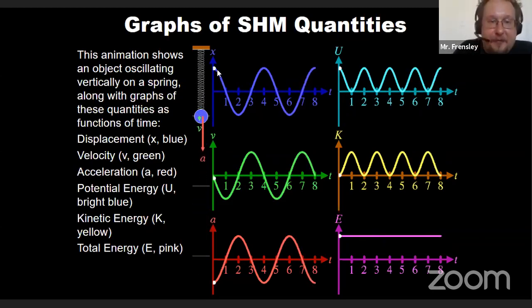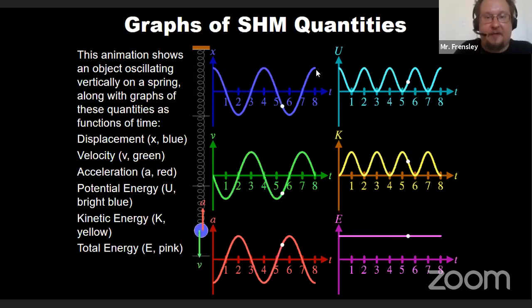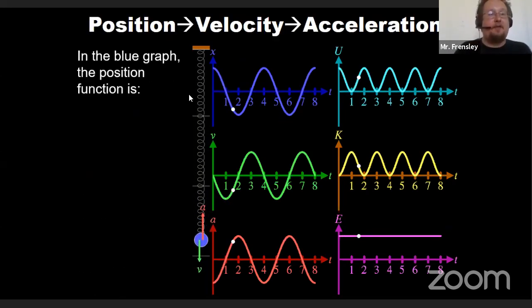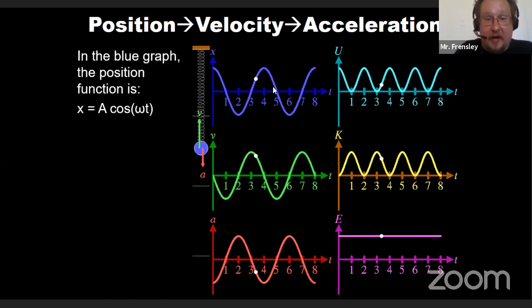So here's a position graph. I asked you to make it a cosine function. It starts at the one end point. It's got the period of 4 seconds like you see there. Draw 2 cycles, all right? All good. Now, so the position function is a cosine omega t.